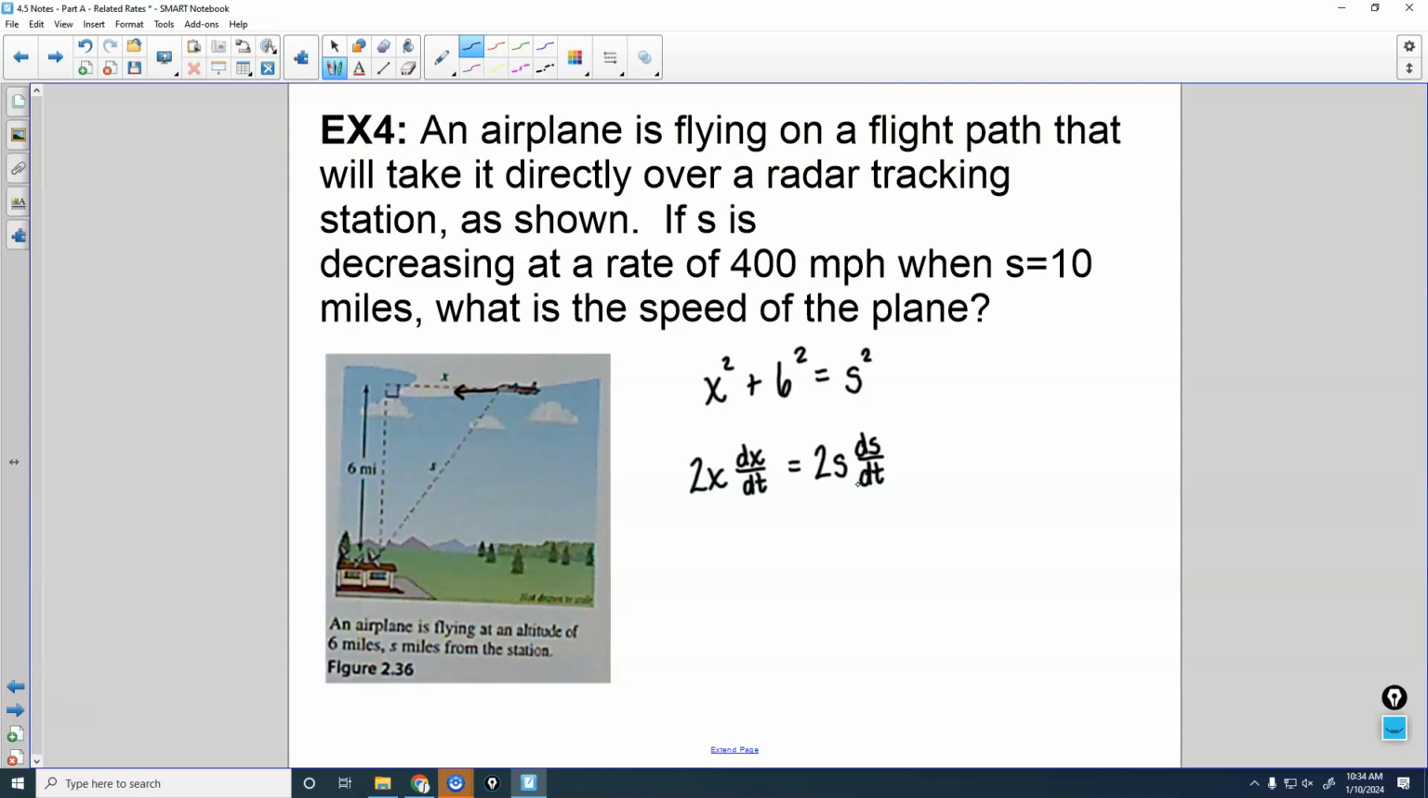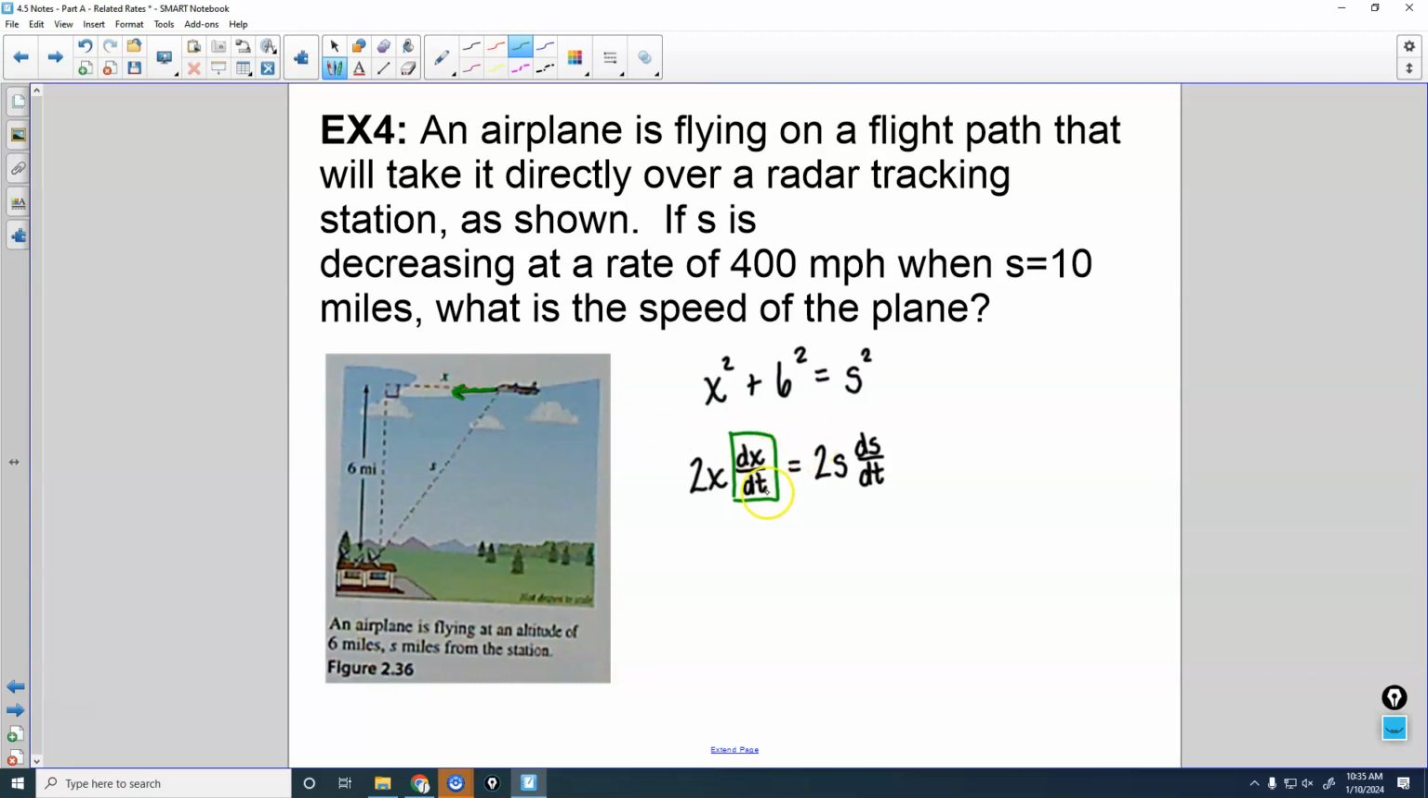And so now we've got to plug in some numbers. We've got to think about what we're looking for. What value are we looking for? What variable are we trying to solve for? dx/dt. It is not s, because s is not speed in this case. The rate at which x is changing here is going to be the speed of that plane, because that plane is going in the direction of x right here. So the rate at which x is changing is your speed for the plane.